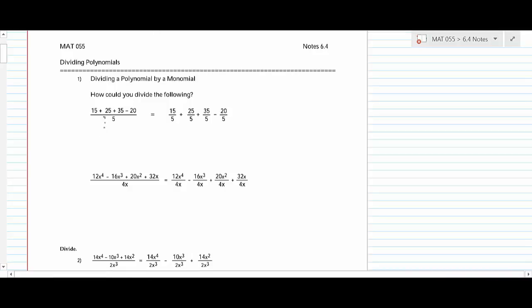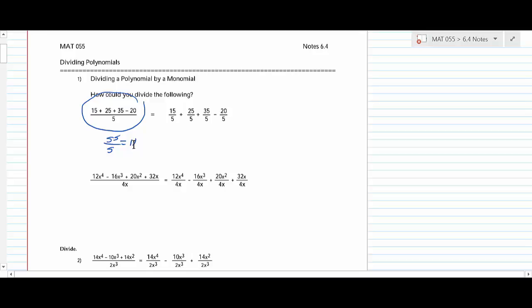What I want to show you is, if you were doing this arithmetic problem, this is real easy. You have two ways to do this arithmetic problem. One way would be to just add up that numerator, and let's see if I can do that in my head. That's like 15 and 25 is 40, 40 plus 35 is 75, 75 minus 20 is 55. So what's 55 divided by 5? 11. The answer to our problem is 11.